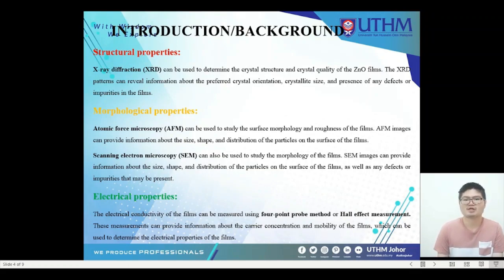The third one is the electrical properties. The electrical conductivity of the film can be measured by using the 4-point probe and Hall effect measurement. This measurement can provide information about the carrier concentration and mobility of the films, which can be used to determine the electrical properties of the thin film.